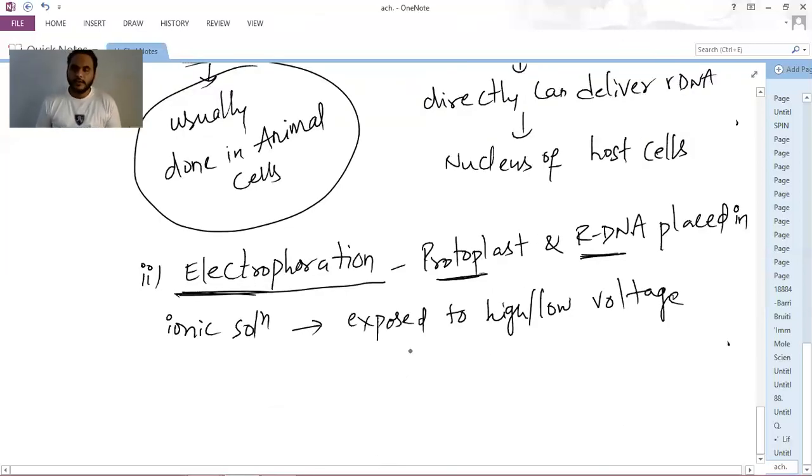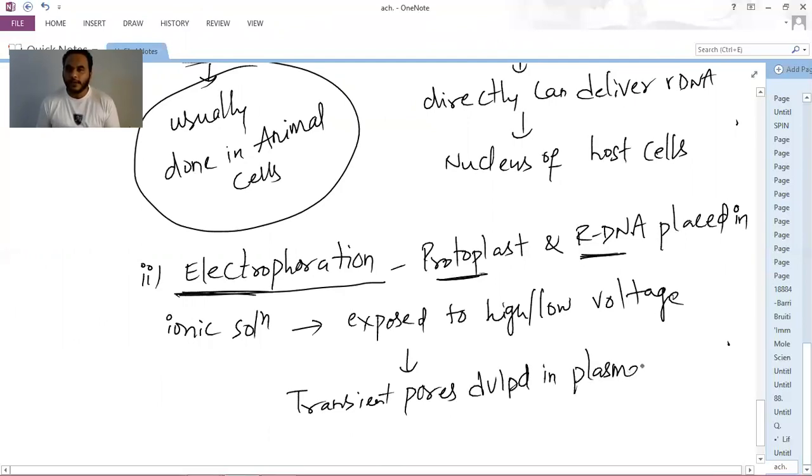So what does it lead to? It leads to the formation of transient pores in the plasma membrane.